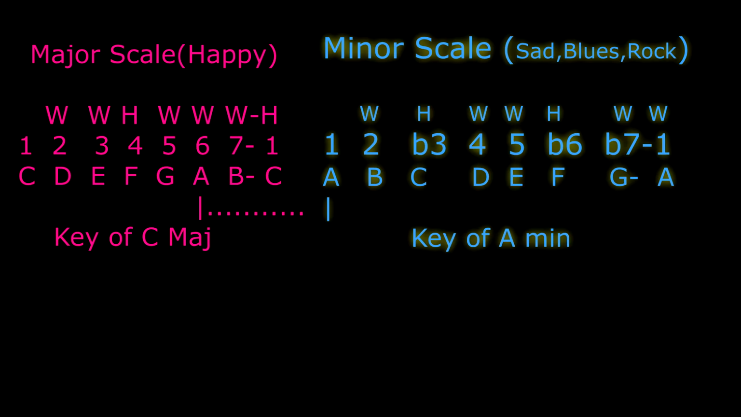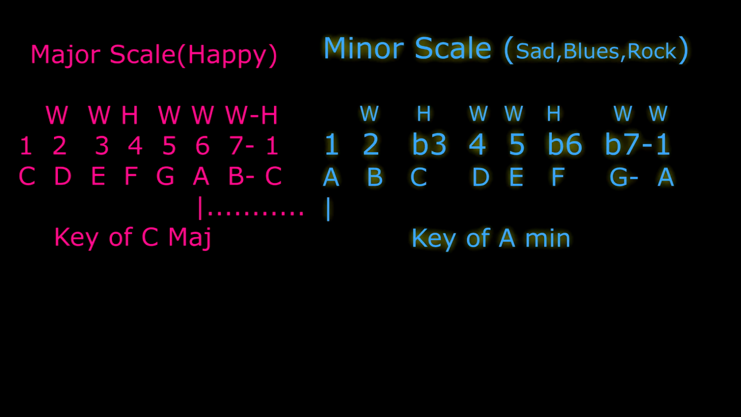by coincidence, it happens that if you start on the 6th note, look at the major scale. The 6th note is A. If you take that and start on A and use the minor scale formula, so start on A, whole step to B, half step to C, whole step to D, whole step to E, half step to F, whole step to G, whole step to A. You get the key of A minor: A, B, C, D, E, F, G.